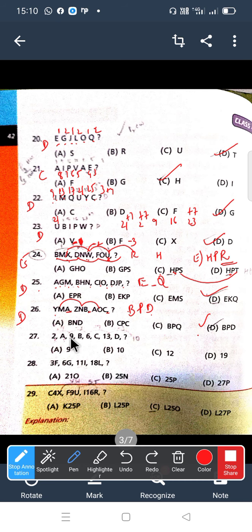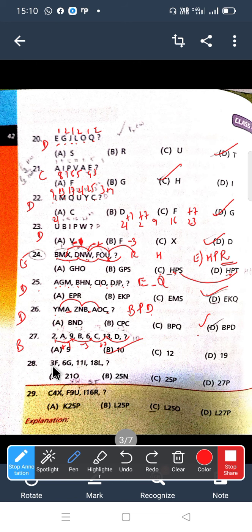27th one, 2A, 9B, 6C, 13D. When you are observing only the number part, they are doing plus 7 minus 3. Here plus 7 they did, minus 3, again plus 7, they should do minus 3, children. So 13 minus 3 is 10. Option B is the correct one.